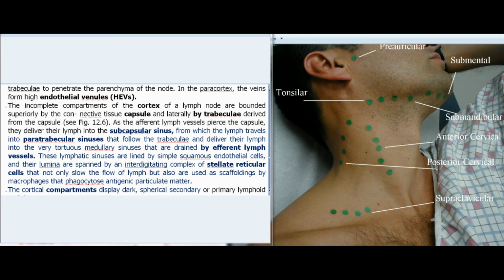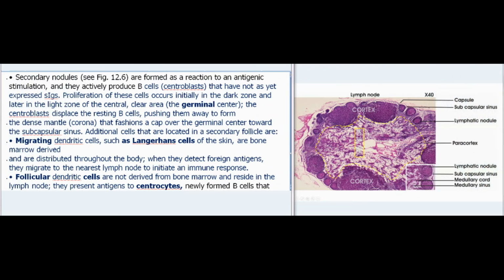These lymphatic sinuses are lined by simple squamous endothelial cells, and their lumina are spanned by an interdigitating complex of stellate reticular cells that not only slow the flow of lymph but also are used as scaffoldings by macrophages that phagocytose antigenic particulate matter. The cortical compartments display dark, spherical secondary or primary lymphoid nodules. Secondary nodules, see Fig 12.6, are formed as a reaction to an antigenic stimulation, and they actively produce B cells, centroblasts, that have not as yet expressed SIGs.